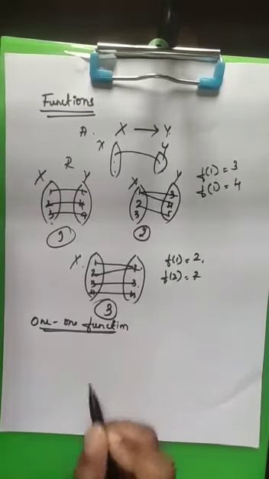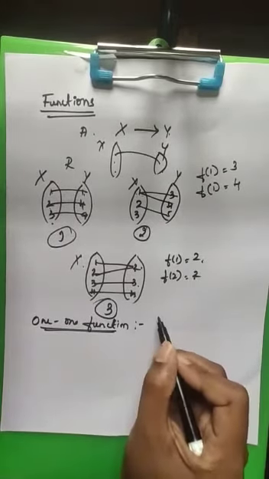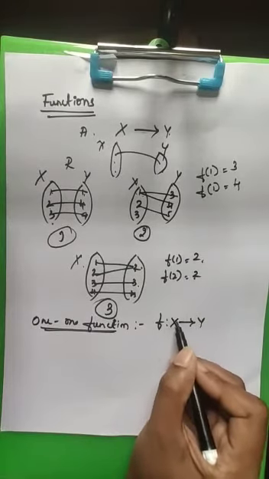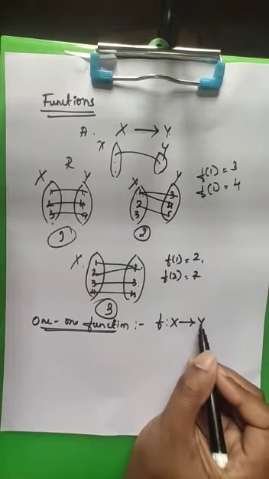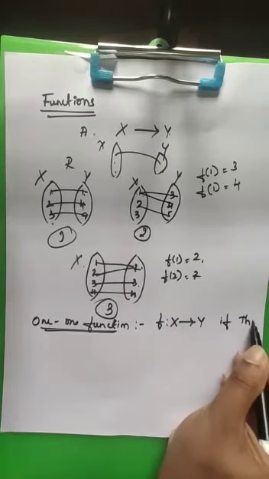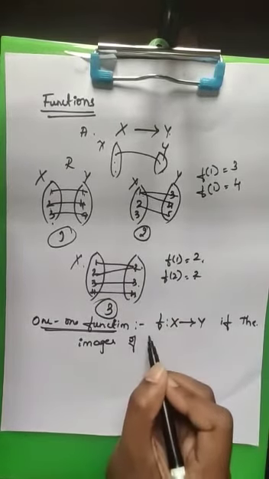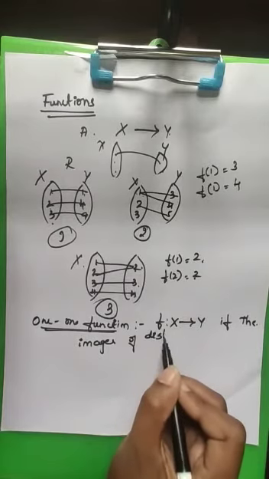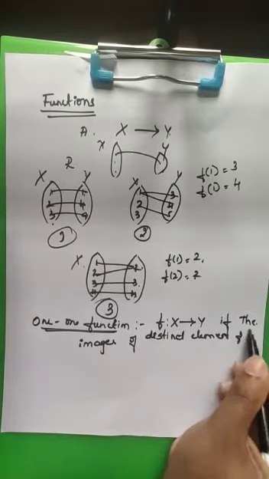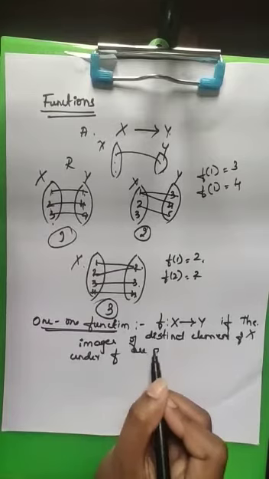So what do you mean by one-one function? To be precise, if we go with the definition, f is a function from X to Y, which means you have to take elements from X and map them to Y. It is said to be one-one if the images of distinct elements of X under f are distinct.